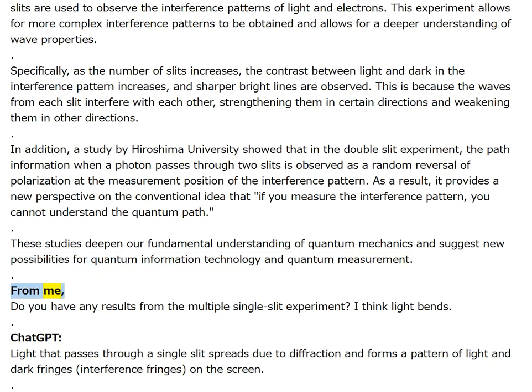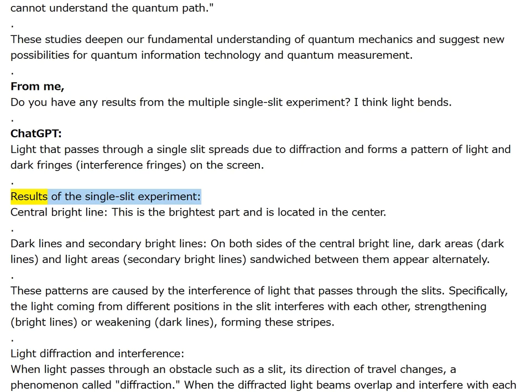From me: Do you have any results from the multiple single-slit experiment? I think light bends. ChatGPT: Light that passes through a single slit spreads due to diffraction and forms a pattern of light and dark fringes, interference fringes, on the screen. Results of the single-slit experiment: central bright line. This is the brightest part and is located in the center. Dark lines and secondary bright lines.